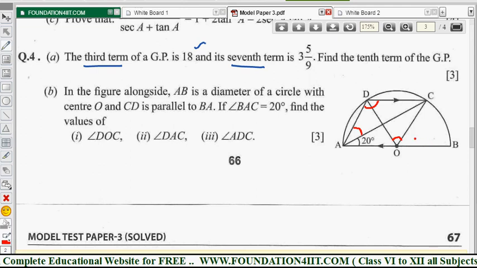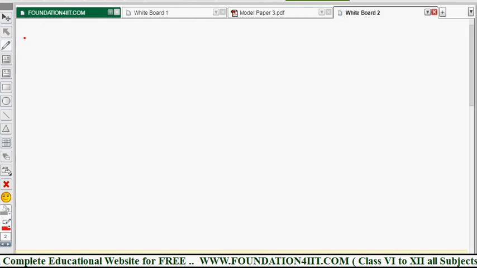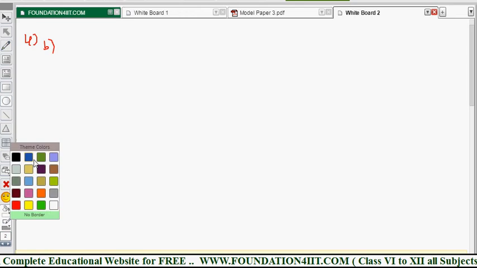So let's take the diagram and use the alternate interior angles property, and let's find this out. Let me take the diagram. Let's find out all of this. So, semicircle. Let's take the circle.